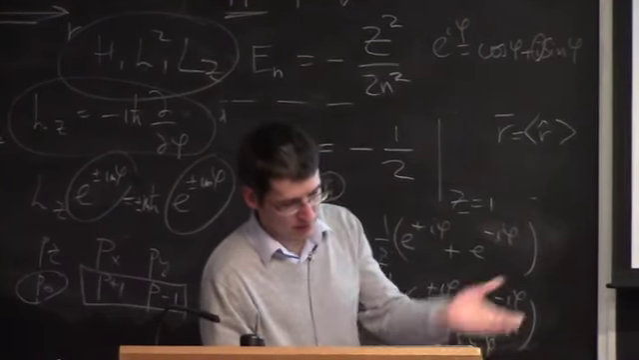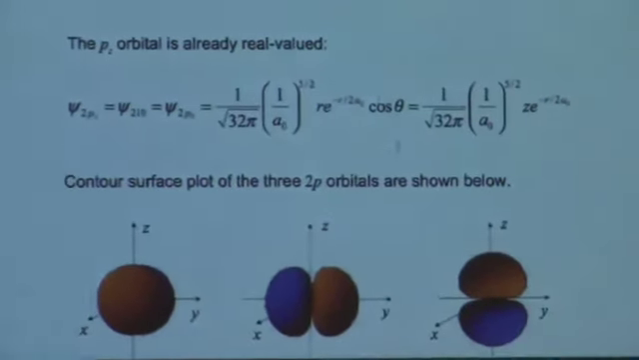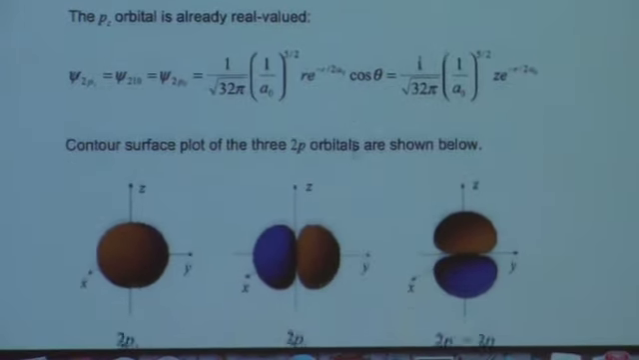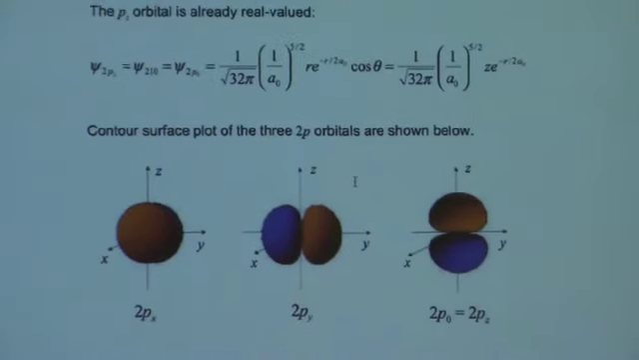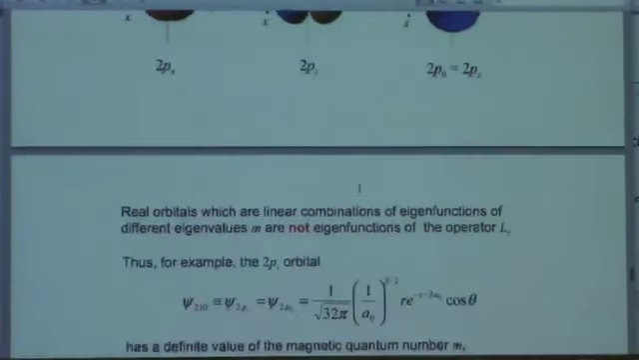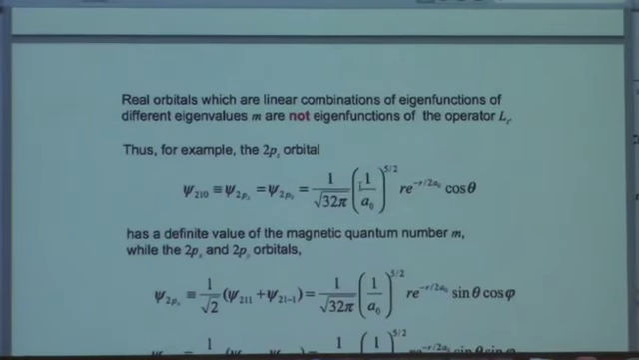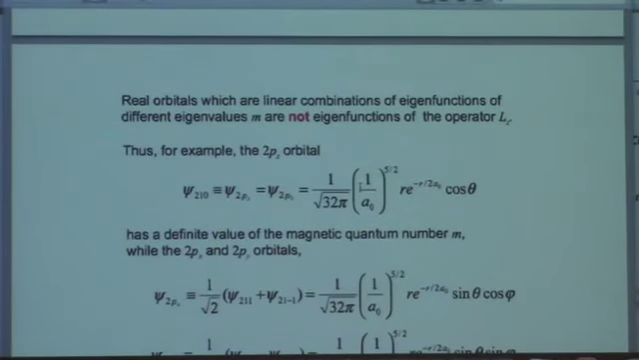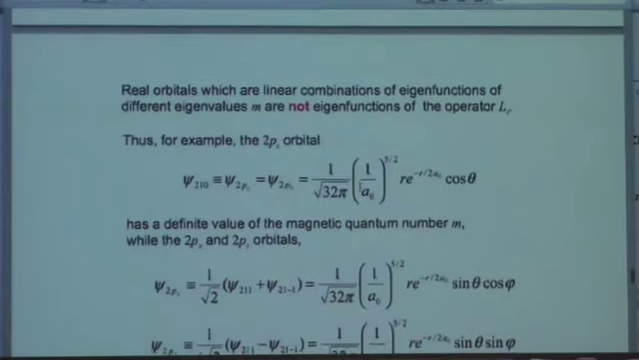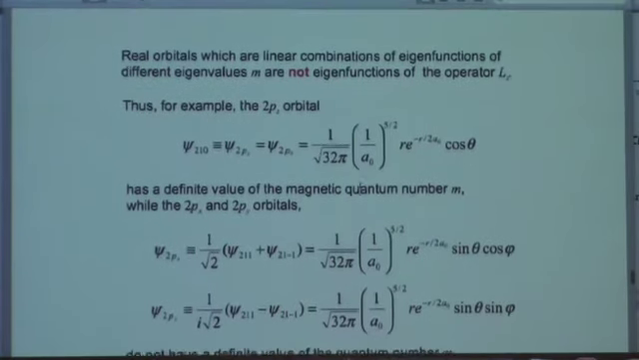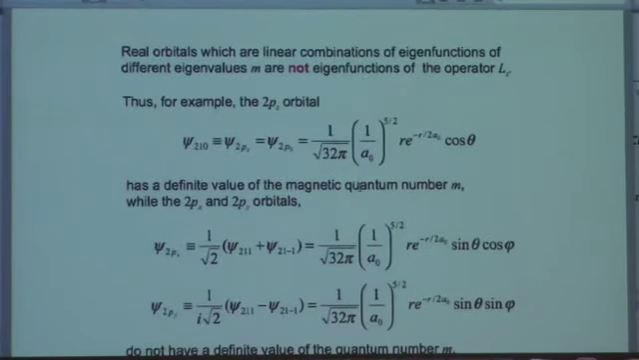Okay, and as I was saying, the pz was from the beginning without any phi, right? And these are the functions that you've seen already. Real orbitals. As you can see here, the real orbitals are not eigenfunctions of Lz. Okay? Why is that?